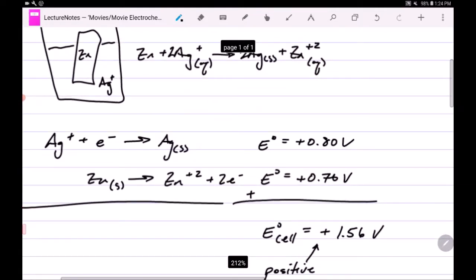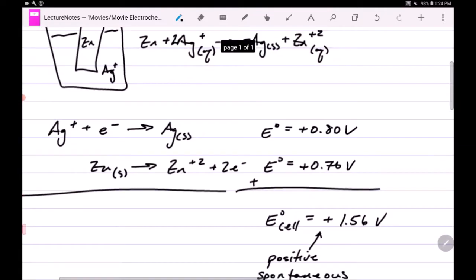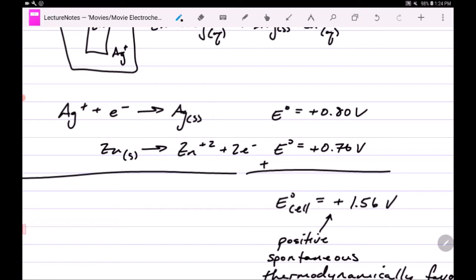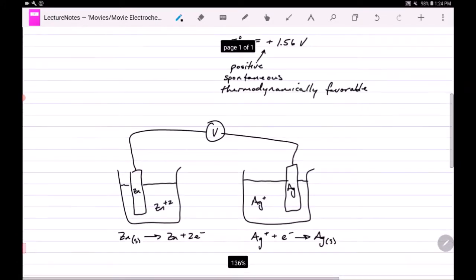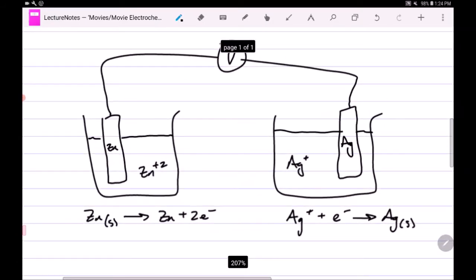Because when I add them together this way, I get a positive cell potential. So this is going to want to be a spontaneous process. This is going to want to be thermodynamically favorable. So the reaction that will happen will be the one that has the positive E naught, the most positive cell potential. So it'll work like this.